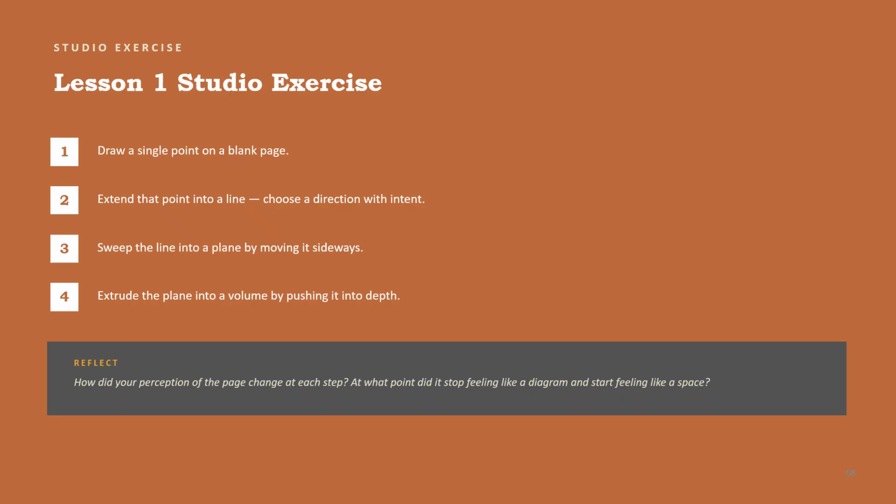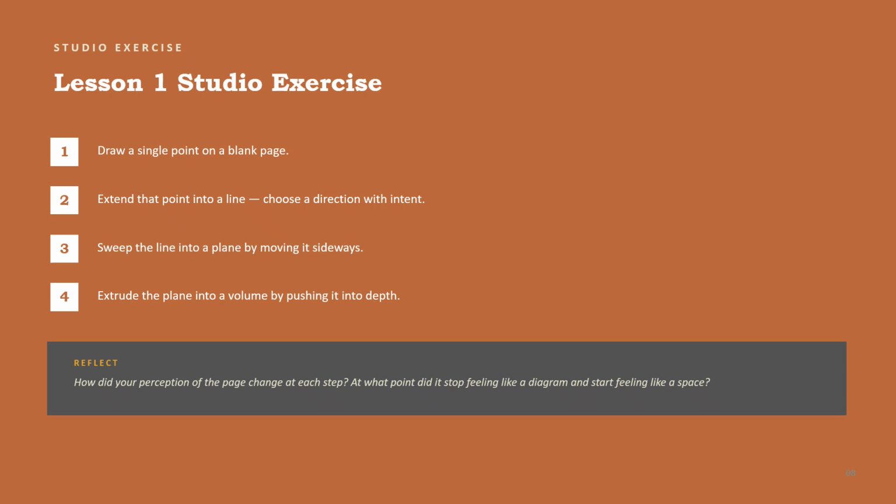Studio exercise for this lesson. Take a blank page and physically walk through the sequence we just covered. One point, extend to a line, swept to a plane, extruded to a volume. Don't overthink the direction, just be intentional about it. When you are done, sit with the final sketch and ask yourself, at what exact step did it stop being a diagram and start feeling like an actual space? That instinct is the beginning of spatial thinking.